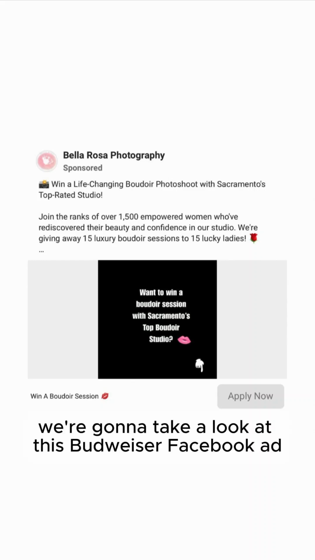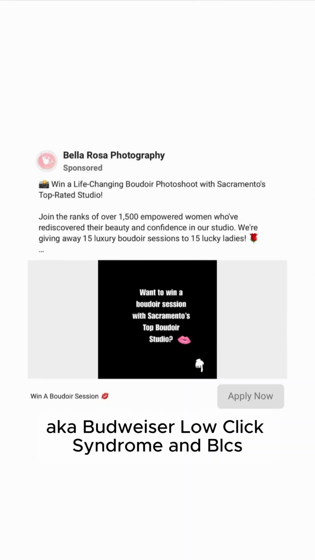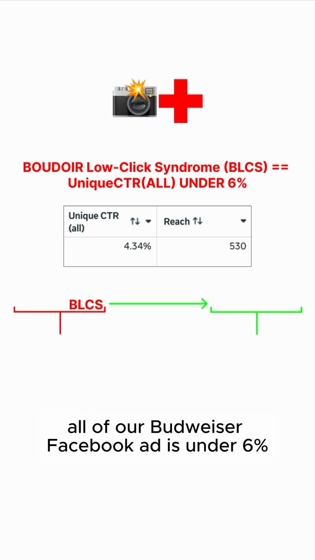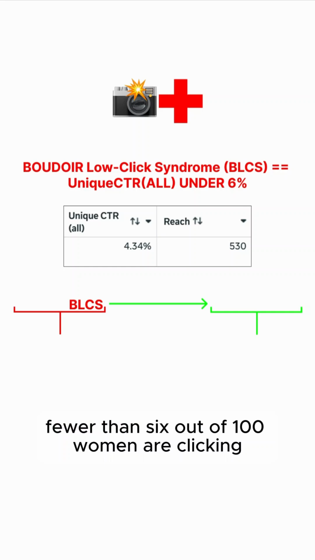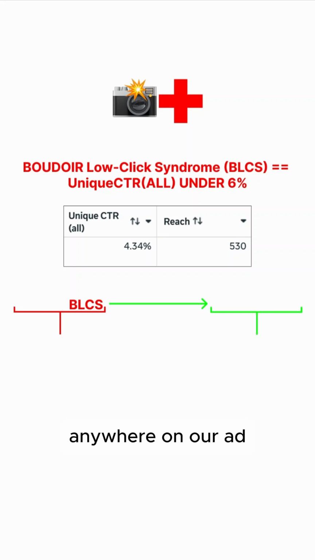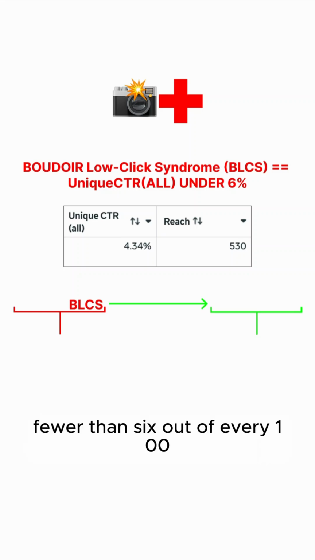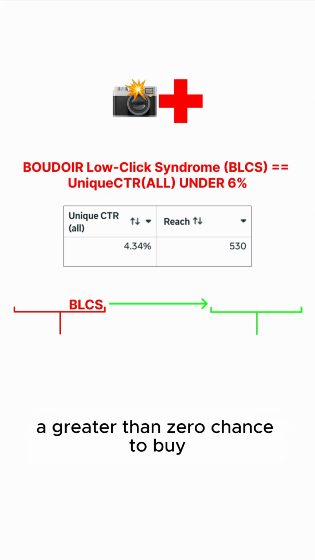All right, y'all, we're going to take a look at this Boudoir Facebook ad and diagnose it if we believe it has BLCS, aka Boudoir low click syndrome. BLCS is when the unique CTR on our Boudoir Facebook ad is under 6%, aka fewer than 6 out of 100 women are clicking anywhere on our ad. That means our ad is entering fewer than 6 out of 100 women's brains, and fewer than 6 out of every 100 women that see our Boudoir Facebook ad have a chance, greater than 0 chance, to buy.